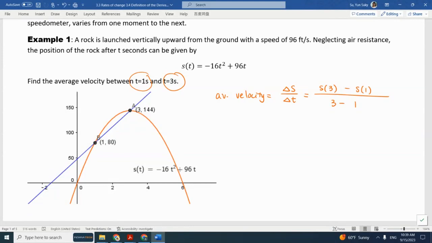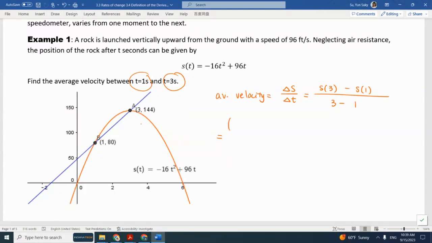Right. So the average velocity is change of s over change of t. Now speed is distance over time. This one you know, right? Distance: s of 3 minus s of 1, so the final displacement minus the initial displacement, over change of time, 3 seconds minus 1 second. So let's figure out what is s of 3. This is s of t. s of 3 is, you replace t by 3. Right, everybody?